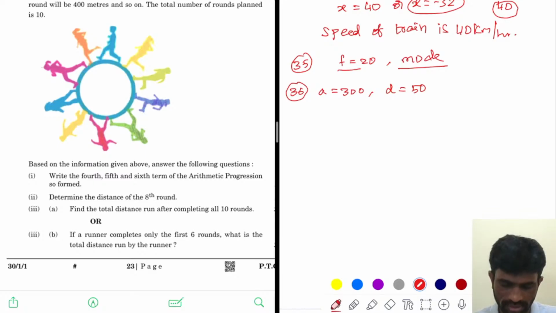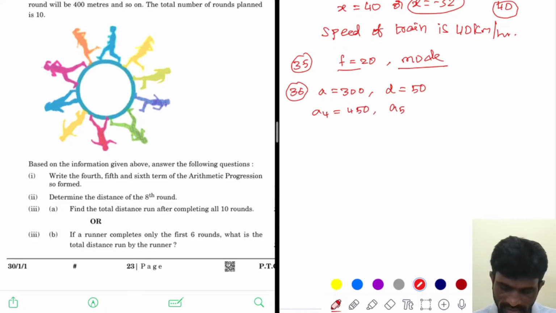You have to find out other terms. They are asking to find the fourth term. Already three terms are given here: first term 300, second term 350, third term 400. Now again they are asking for the first, second, third, fourth term. The fourth term is 450.